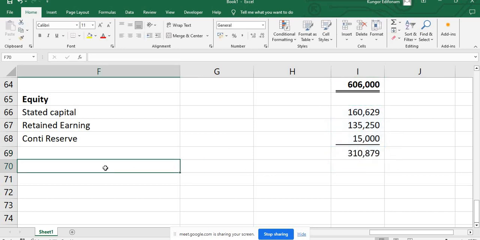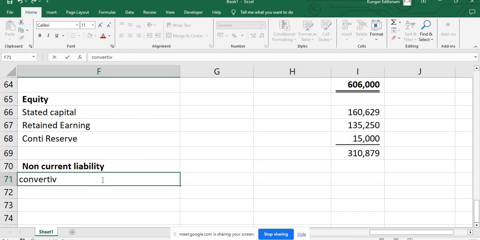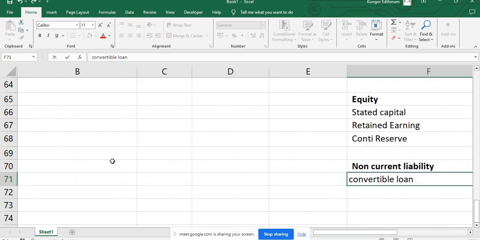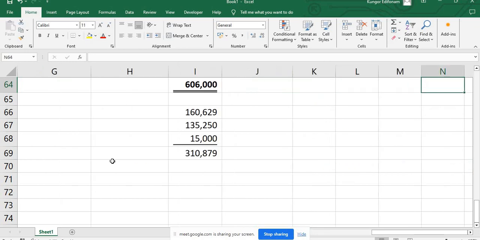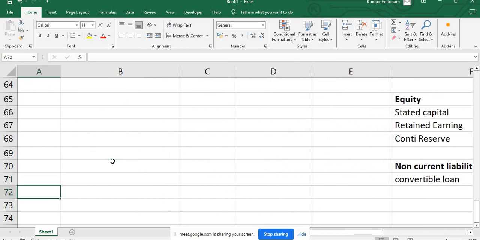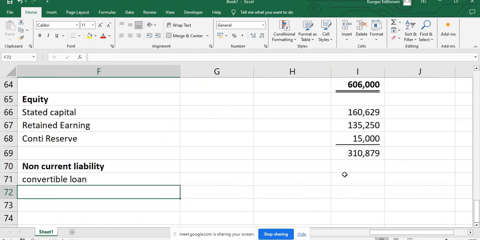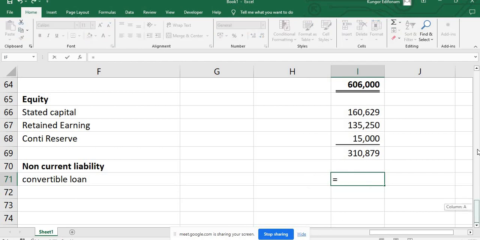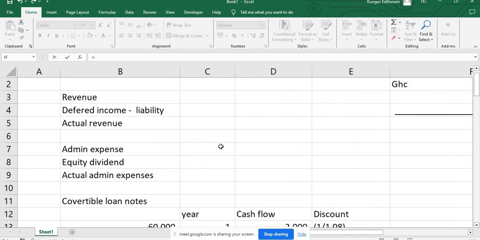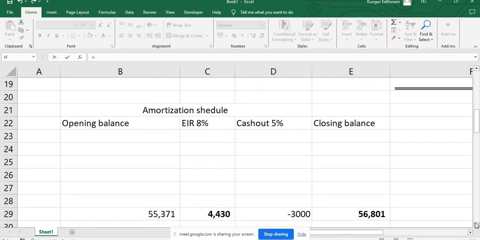And then the next thing will be our non-current liability, which will be the convertible loan. Then the convertible loan, that's the liability component at the end. So let's go for it. So the convertible loan, the liability component, is here. After amortizing, we carry down the closing balance. So this is the closing balance.